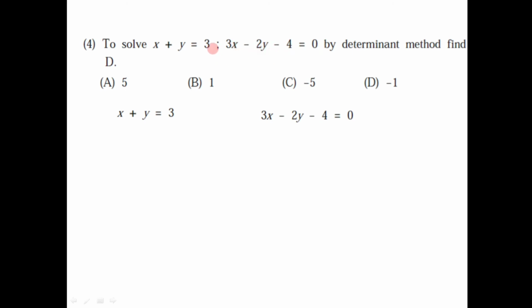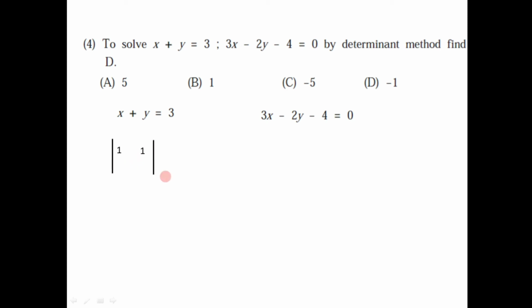But we have nothing to do with the constant terms to find the value of determinant D. Only we need the coefficients which are along the variables x and y. So to find the value of D, we have one determinant which has the coefficients of the variables x and y in these two equations. In the first row, we'll take the coefficients of x and y of equation 1, that is the coefficient of x is 1 and the coefficient of y is also 1. So in the first row, we should have 1, 1.